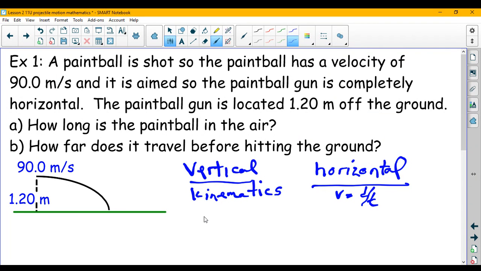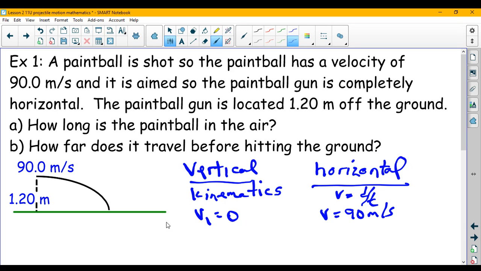So I'm going to read my question again. It tells me it's 90 meters per second, and it's completely horizontal. Remember, we said that means the horizontal velocity must be the 90, and the vertical, or V1, is 0. And that's because all of it went into making it go horizontally. There was none vertically, so it starts off at 0. The 90 cannot be used for both. It can only be used for horizontal.